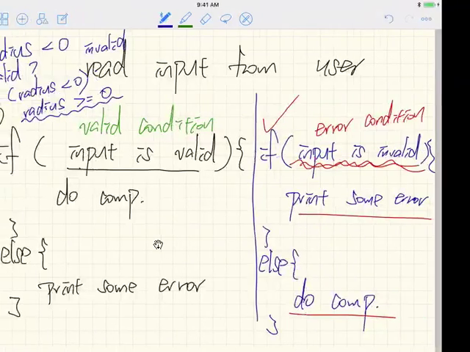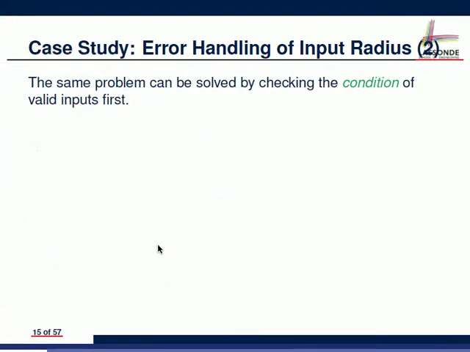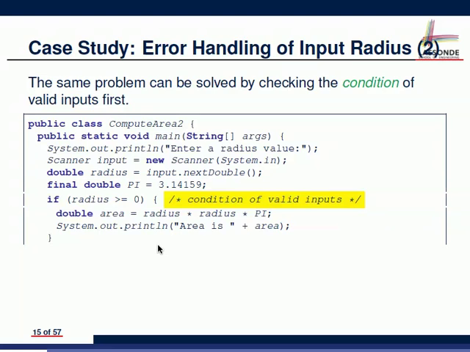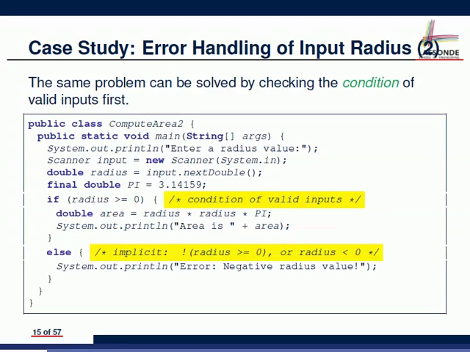Let's try. If you go back to the code over here, the second version. Now we can say that if radius is larger than or equal to 0, so that means under this circumstance, we're going to do some computation because the input is valid. Otherwise, that means the radius is not valid. It's actually less than 0, negative. So that means we'll print off some error over here in the else branch. So this is only just one example.